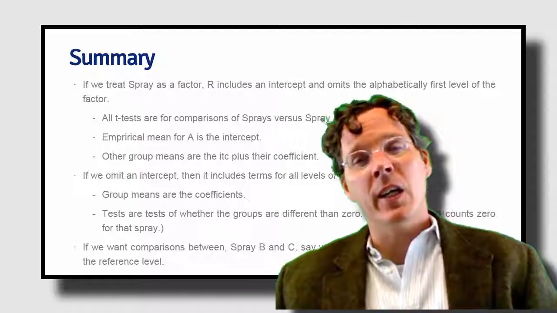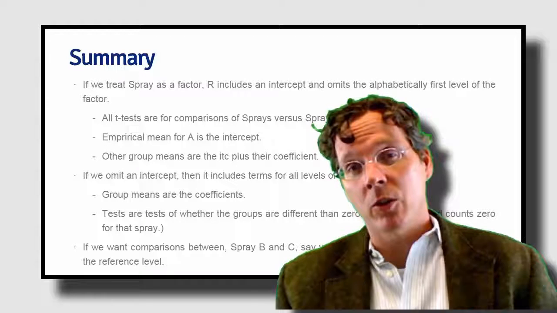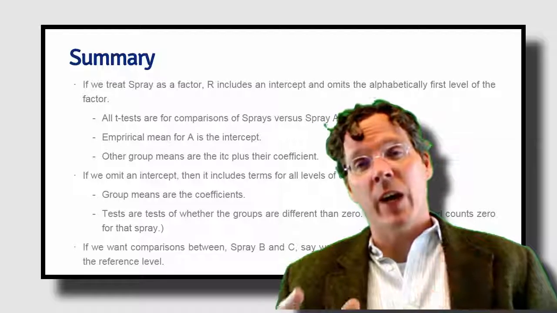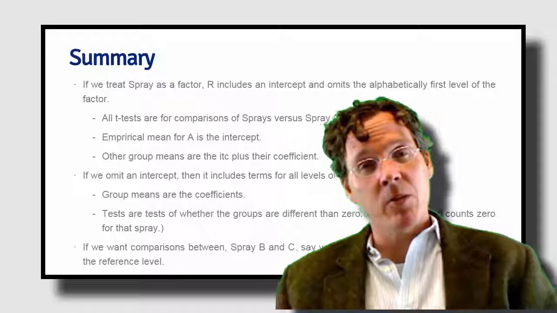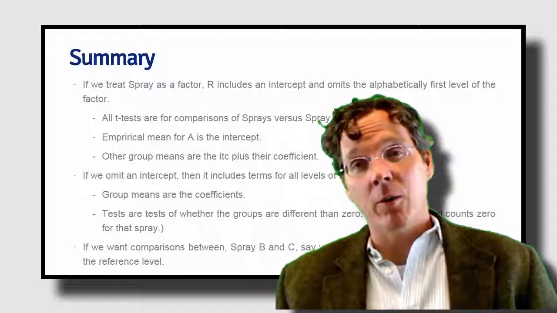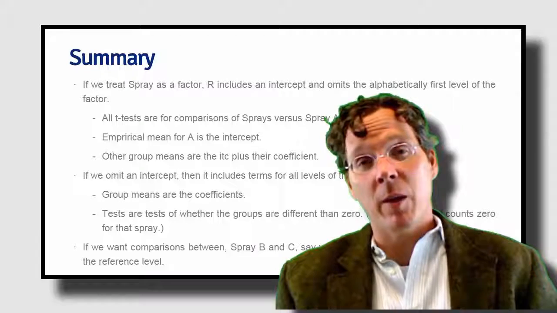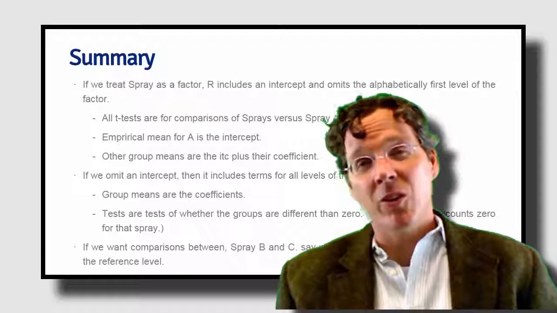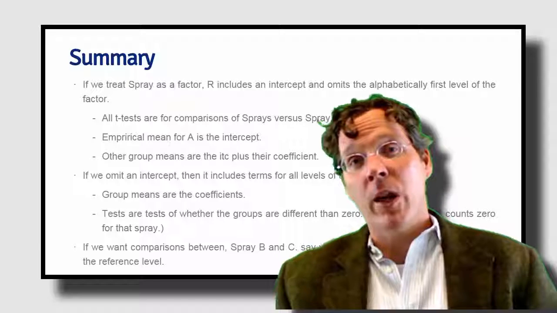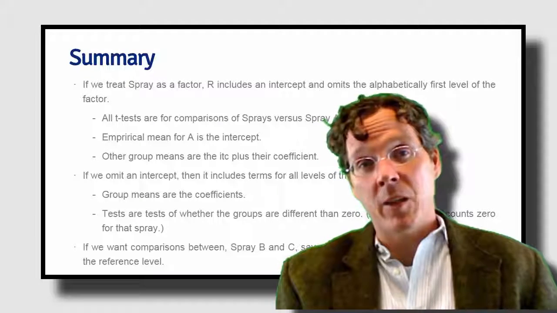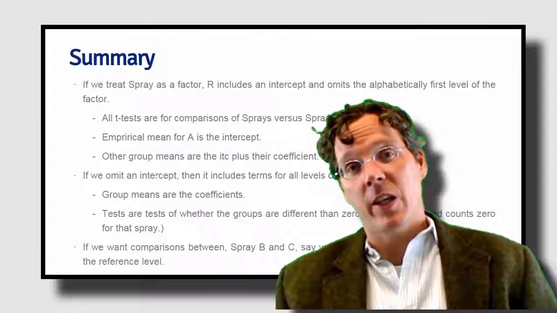Or if you want to get involved a little bit more in linear models, then you need to go into how you calculate standard errors in more general settings. But that's a little bit more advanced. For right now, if you want to do the comparison, say, between B and C, then my current suggestion is just to re-level so that now B is the reference level, and the coefficient for C will now be comparing spray B and spray C.